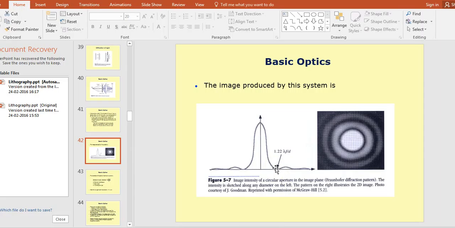The smaller the diameter of this central maxima, the higher the chances of separation of the image. So image separation will be clear if this maxima is smaller. So two consecutive patterns or two consecutive transparent windows or the open areas will be separated from each other finely.